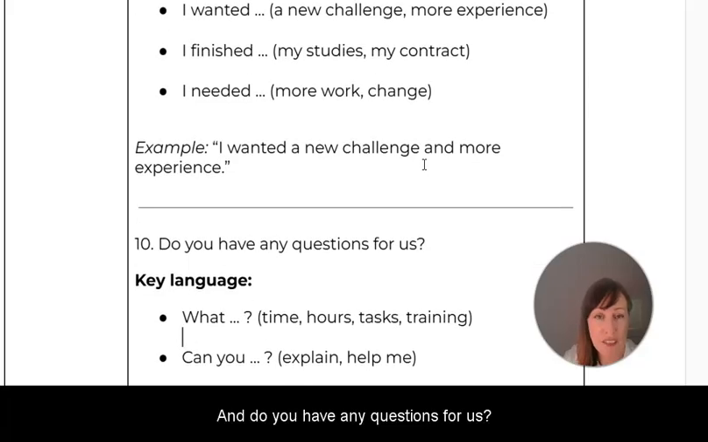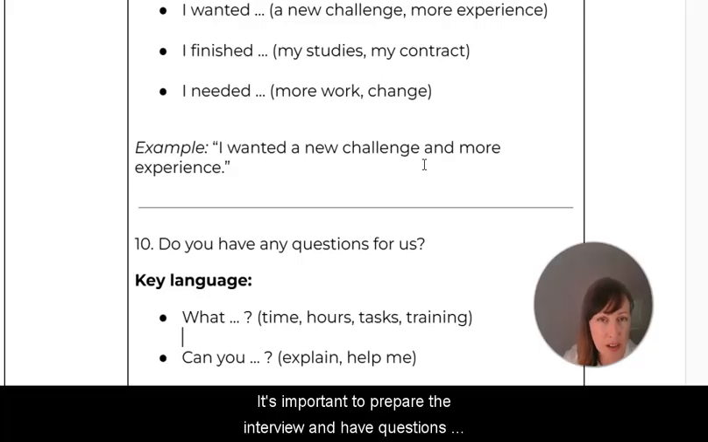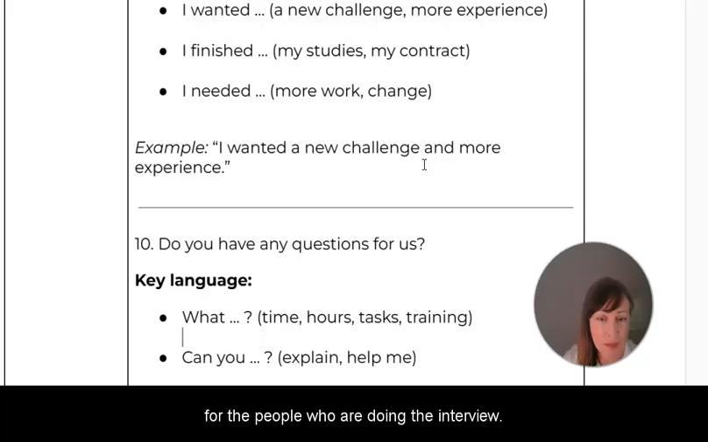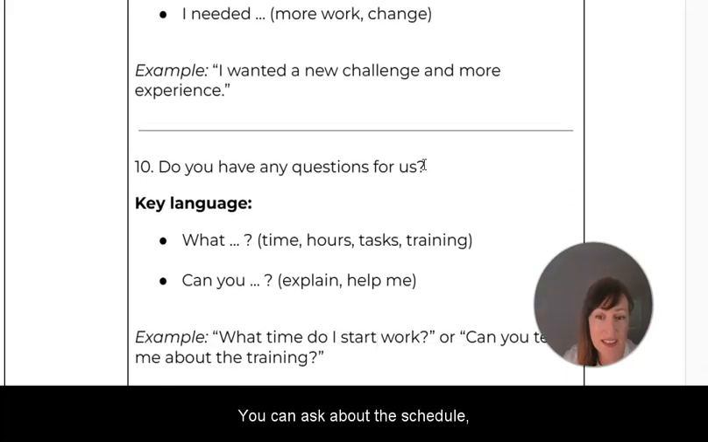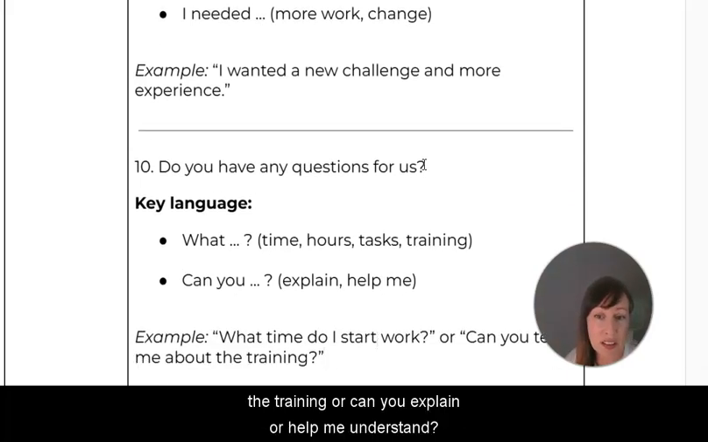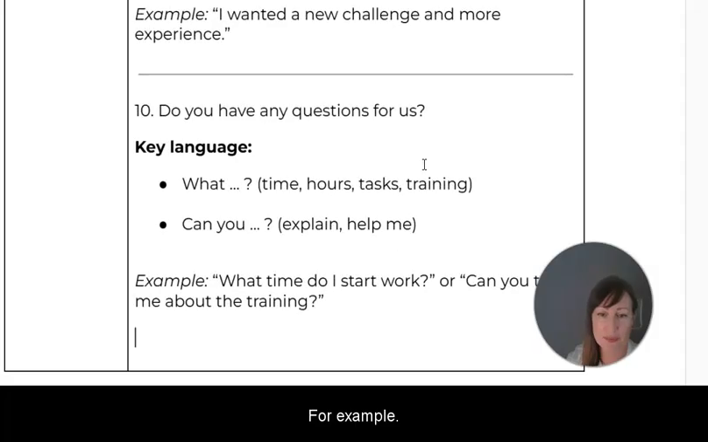And do you have any questions for us? It's important to prepare the interview and have questions for the people who are doing the interview. It shows interest. You can ask about the schedule, the training, or can you explain or help me understand, for example.